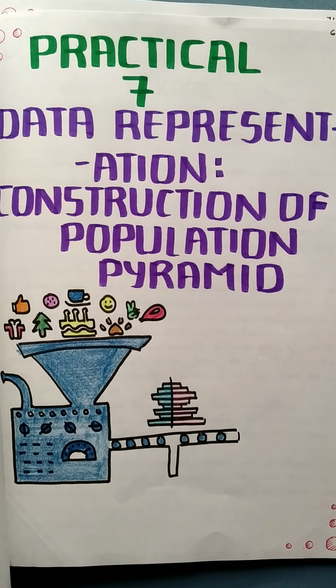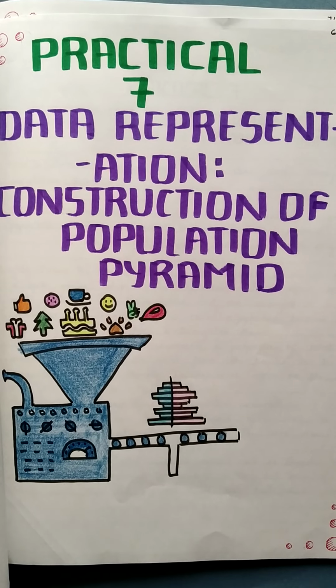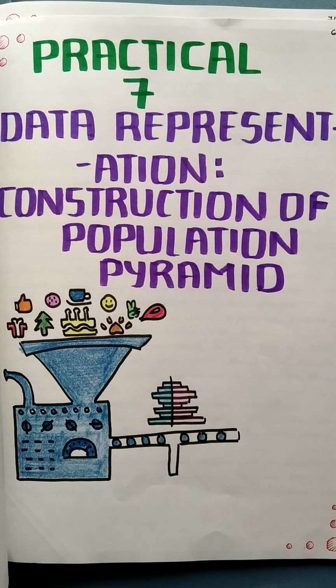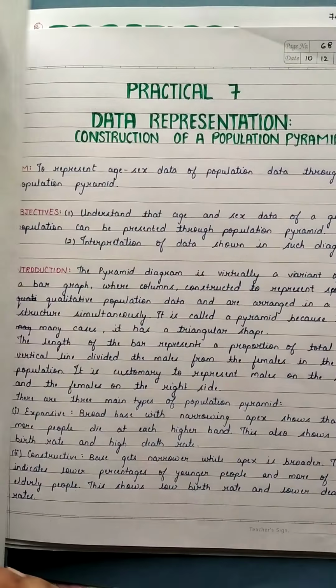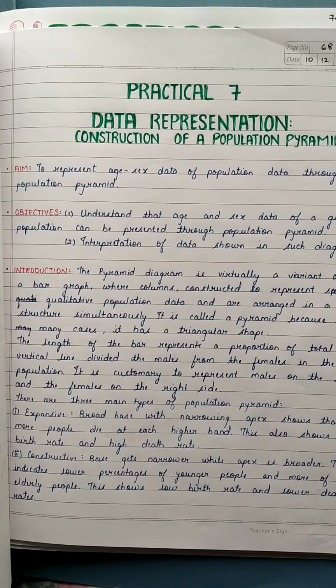Hello students, in this video we are going to see about practical 7. How can we write a journal for this practical? So this practical is data representation, construction of population pyramid. With the help of a data set we are going to construct the population pyramid. So this is how we are going to write it.